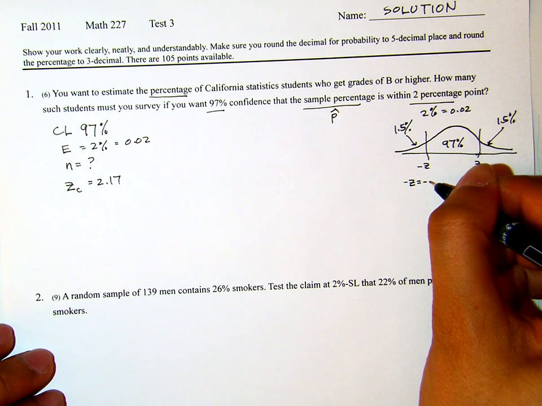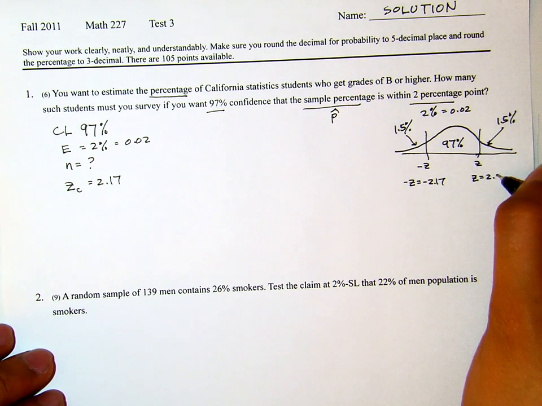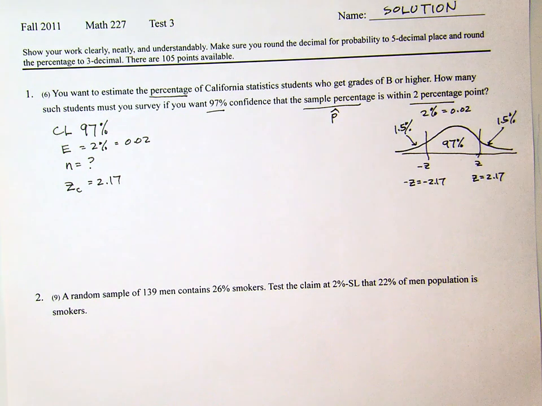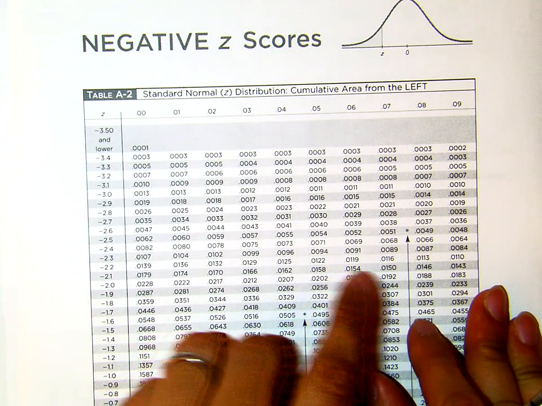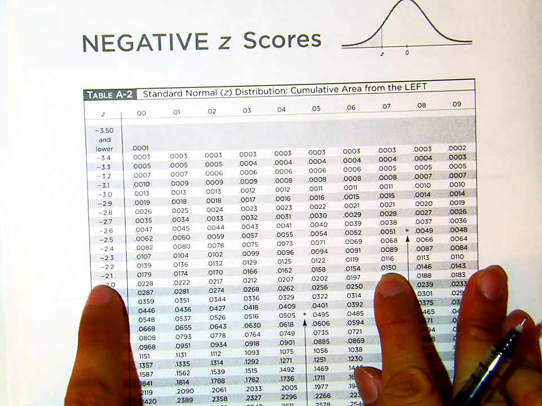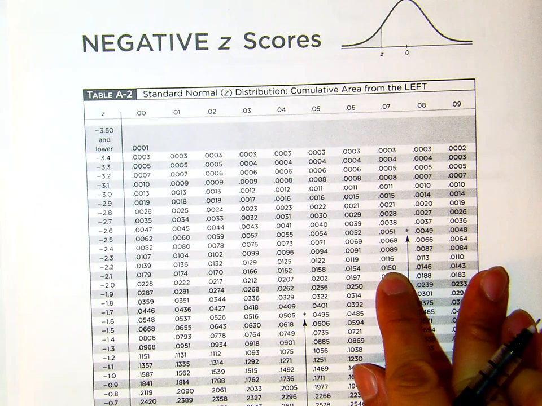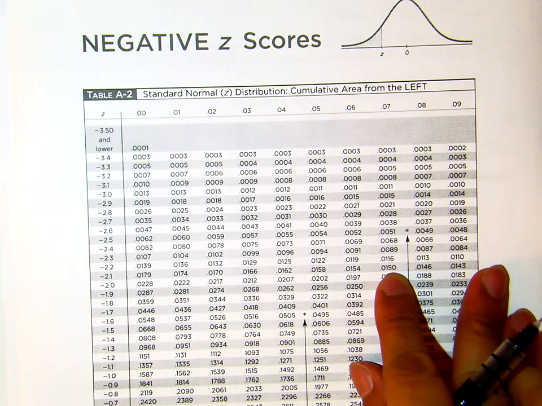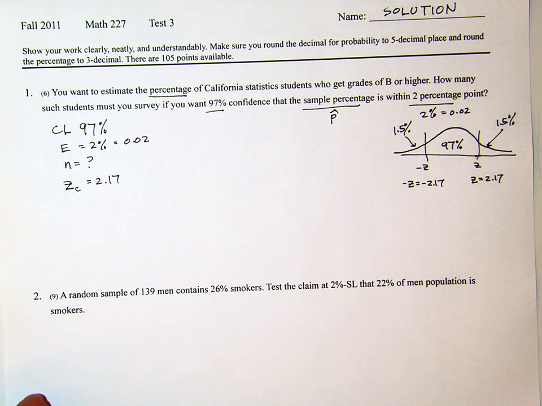If you look at the table, it's 2.17. Let's take a look. 0.015, this one here, right? It will be negative 2.17. That's the area to the left, to be 1.5%. Okay, that's how we get that. Now then, from here we start our computation.